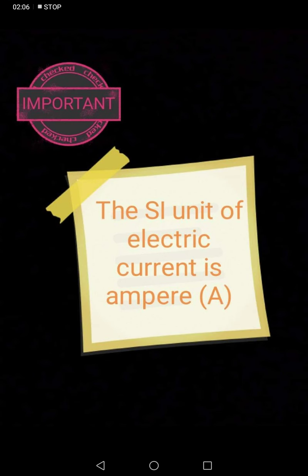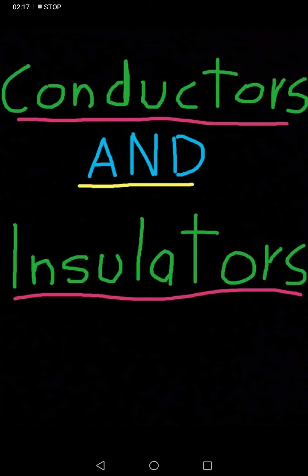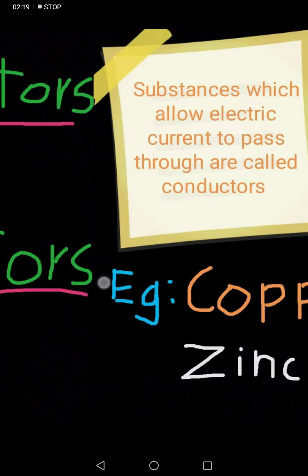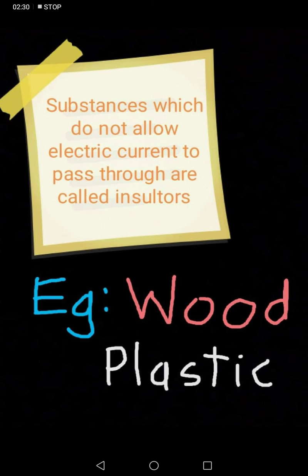Now, another fact to be noted down is that the standard unit of electric current is ampere and is denoted by a capital A. Now, let us understand about conductors and insulators. Substances which allow electric current to pass through are called conductors. Examples are metals such as copper and zinc. Substances which do not allow electric current to pass through are called insulators. Examples are wood and plastic.